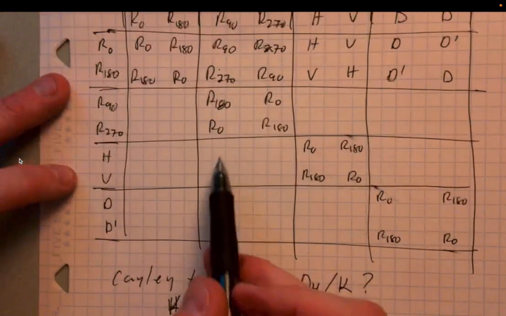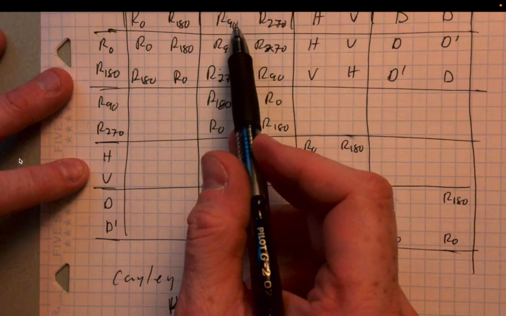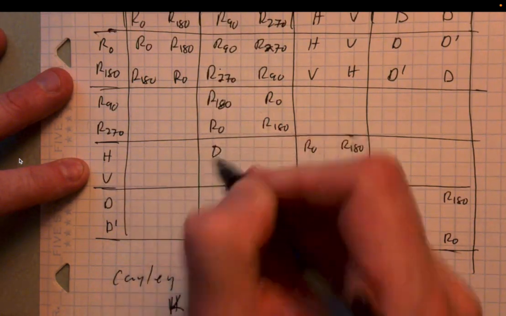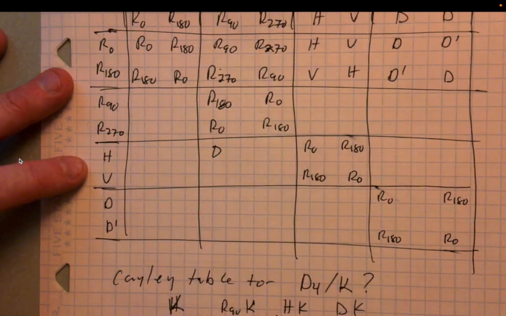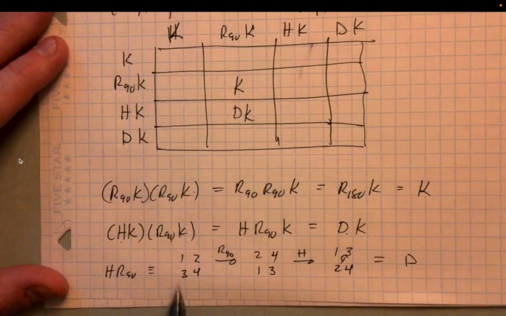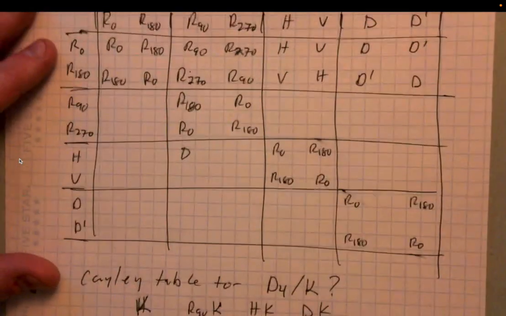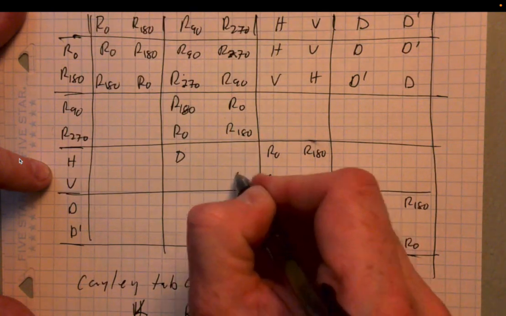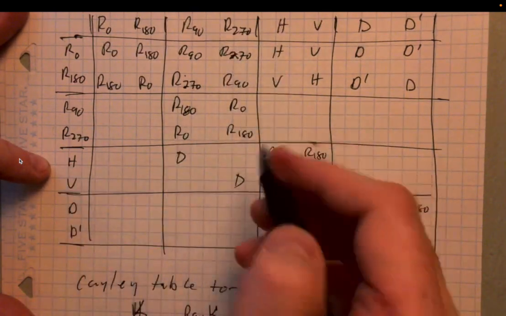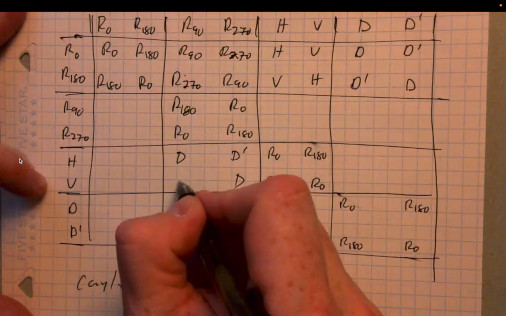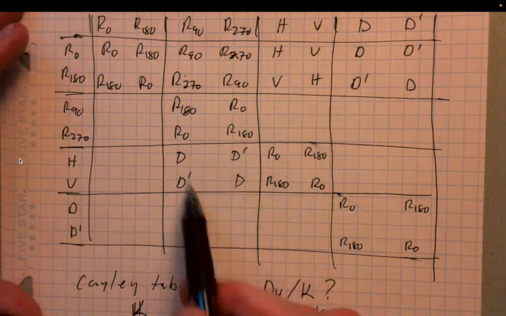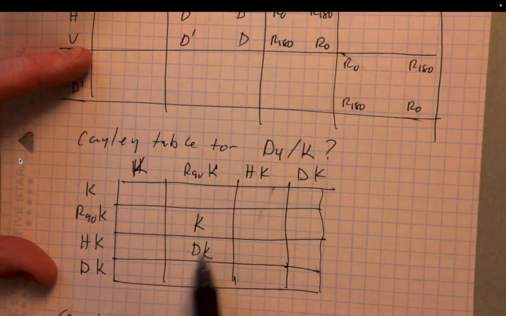Let's go upstairs and look here. Well, we didn't fill it out, so let's fill it out. What's H and R90? Well, H and R90 is a D. Right, we just did that. That's basically what we did right down here. HR90 gets you a D. What's a V and an R270? Well, you can spend a little time, but you'll see that that's a D. What's H and R270? That's a D prime. And V and R90 is another D prime. Right, so this is DK, as we expected.